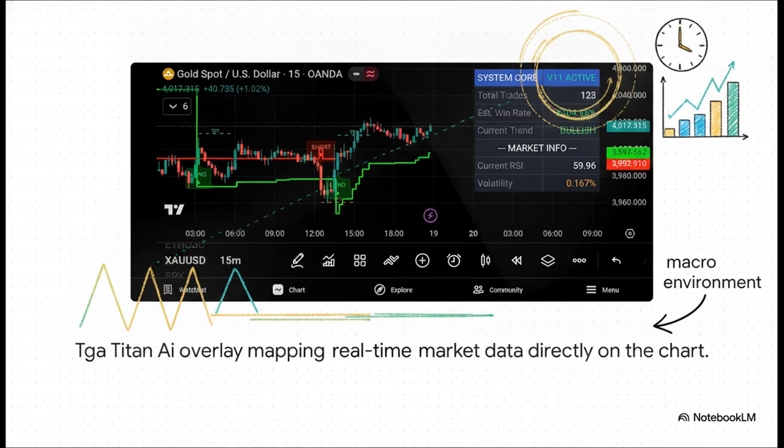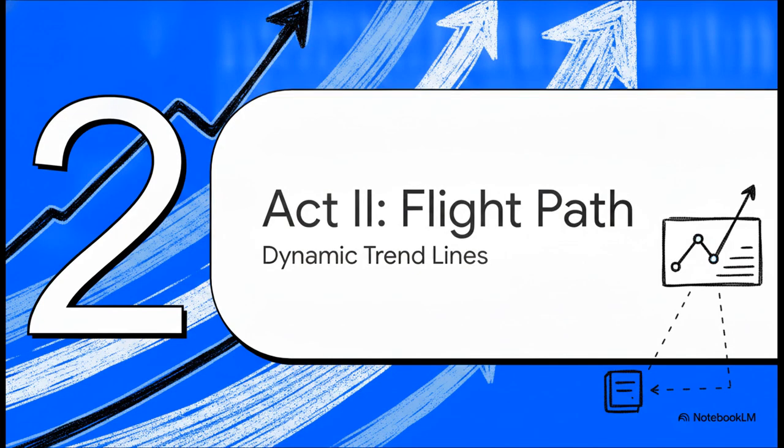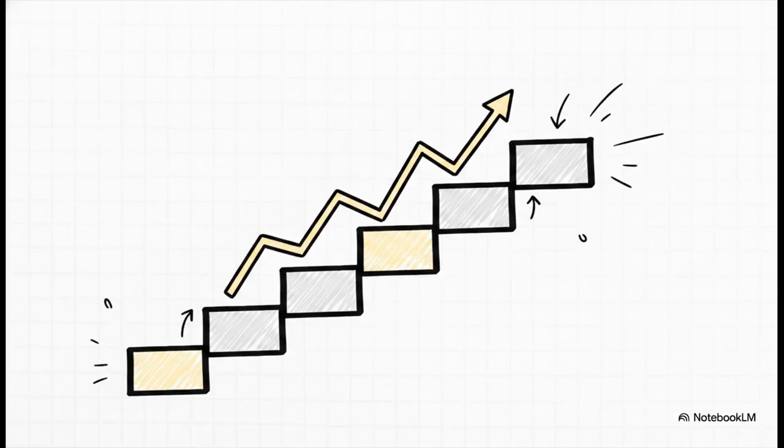The brilliance here is that you don't have to break focus. You don't have to look away to a separate screen to figure out the macro environment. The whole shebang is right there, floating perfectly above the price action. Moving on to Act 2, the Flight Path. Tracking Dynamic Trend Lines. So how does the system actually visualize market momentum?